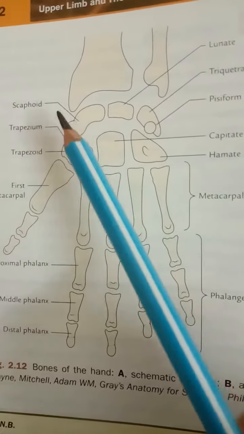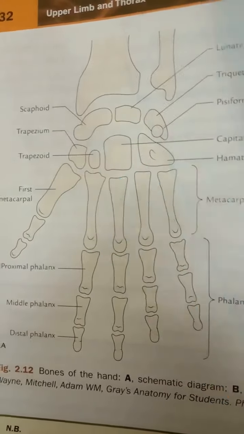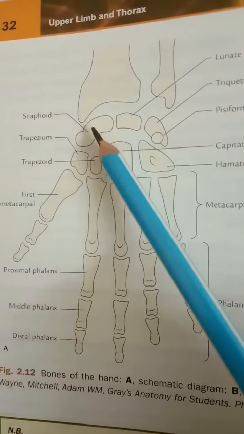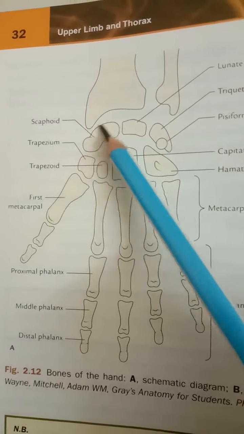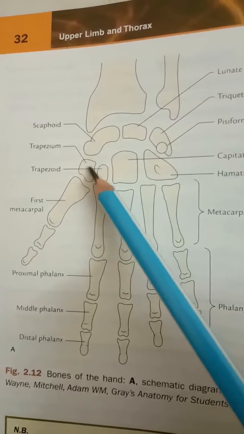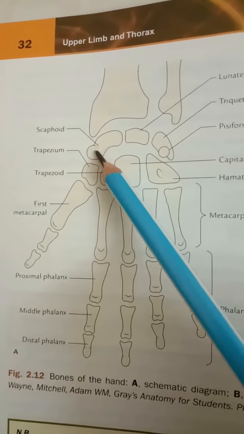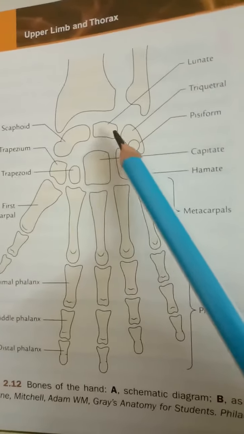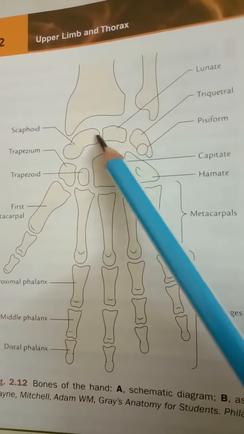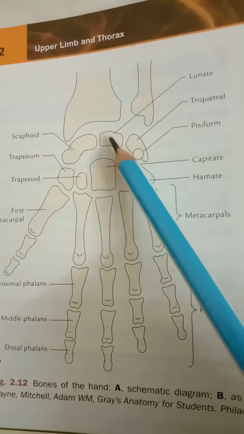So the first bone is the scaphoid bone. The scaphoid bone is boat shaped and it has a constriction at the neck. Then it has a tubercle on the distal part of the palmar surface. Then the lunate bone, this one. The lunate bone is moon shaped or crescentic in shape.